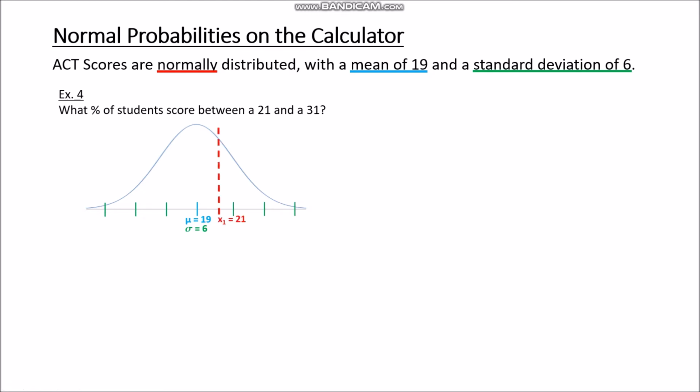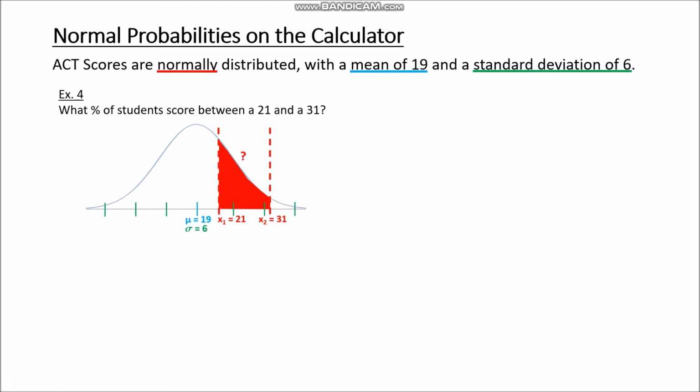What else do we know? Well, some students scored a 21, some scored a 31, and we want to know the area between the two. So what percentage of this entire graph is between 21 and 31? Now, to answer this question, we could go to the table and calculate the z-score for 21, calculate the z-score for 31, look up each of those z-scores on our table, and then subtract the two areas. But I prefer to use a calculator because it cuts out all that stuff and just jumps straight to finding between 21 and 31.